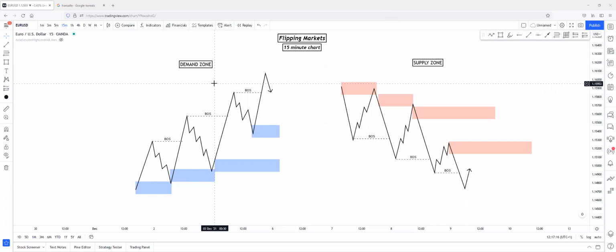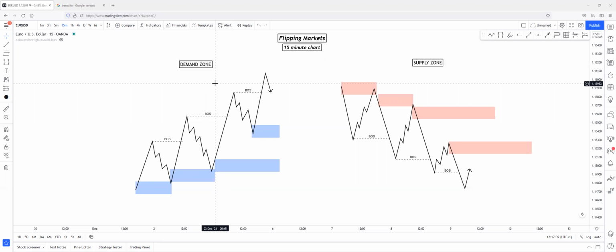Please pause the video now and check the inefficiency video before you continue to watch this, because it's necessary. Okay, move on. It has to break structure or change character. We'll talk about change of character in the entry unit. And finally, it has to create or collect liquidity.